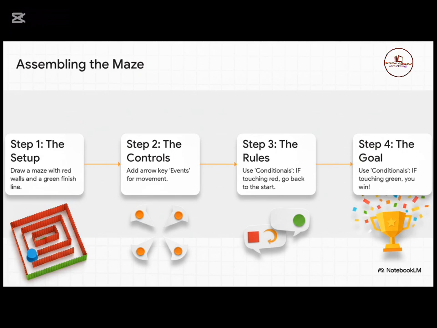Step 2 is all about events, using those arrow keys. Steps 3 and 4, that's pure conditionals, the if-then logic that defines what happens when you lose and what happens when you win. And of course, the movement itself uses all those animation principles. Every single part of the lesson was a piece they needed to build this final working project.